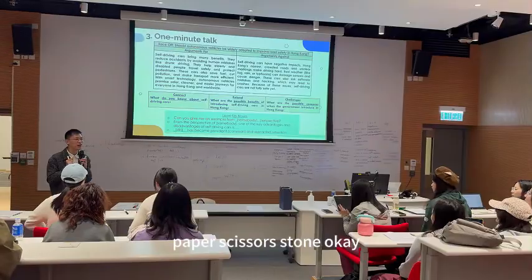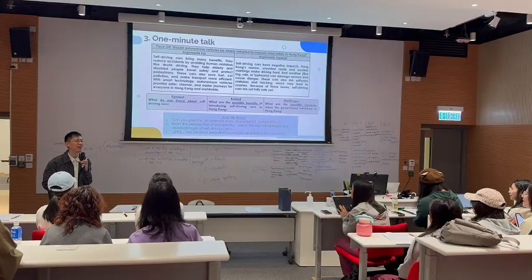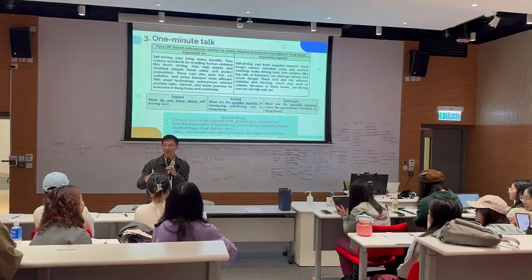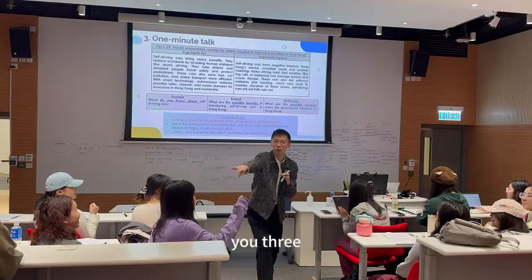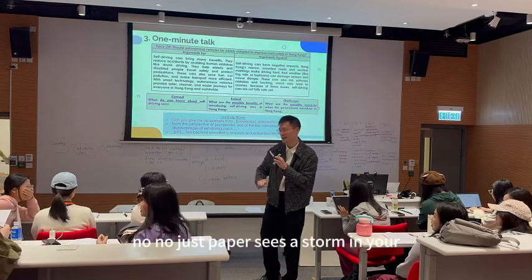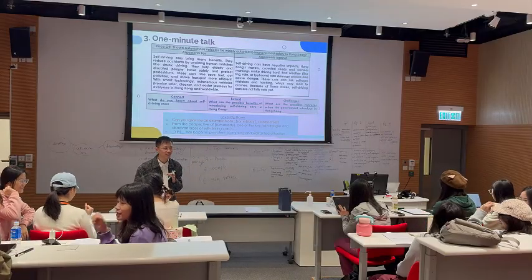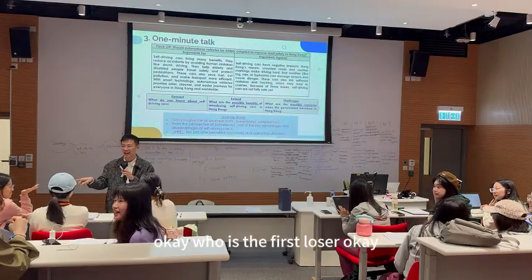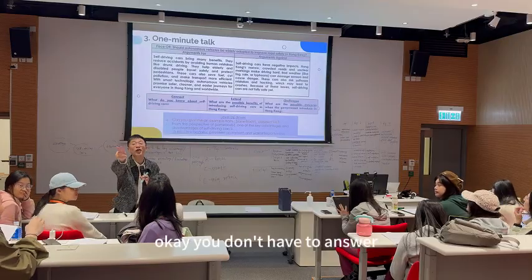Paper, scissors, stone. The first loser does not have to answer my question. So paper, scissors, stone in your own group, group 2, group 3, and group 4. Paper, scissors, stone, go. You 3, one group. Just paper, scissors, stone with your own group. Who is the first loser? Okay, so you 2 answer my question. Who is the first loser? Okay, so you 2 answer my question. What about this group? Who is the first loser? Okay, you don't have to answer my question.